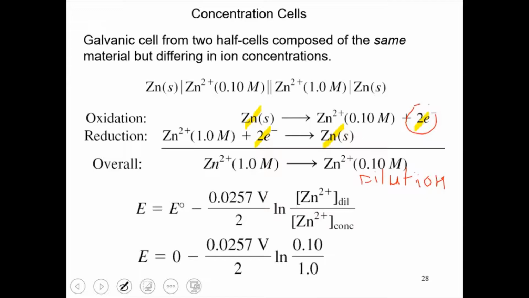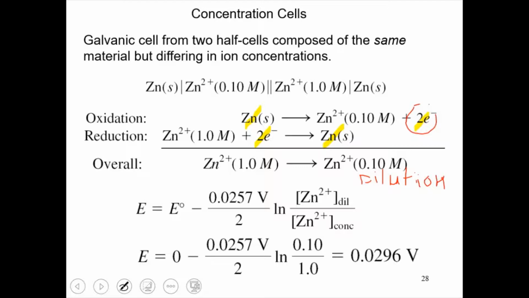So now it's just a matter of solving this, essentially 0 minus all that. You can see the log of 0.1 over 1, that number is less than 1. That means you're going to have a negative log, which means this whole second term turns positive. Your final voltage now is 0.0296 volts.